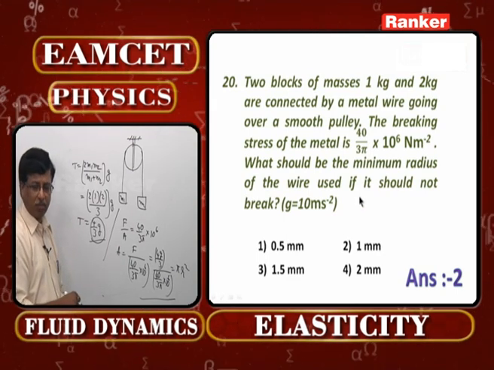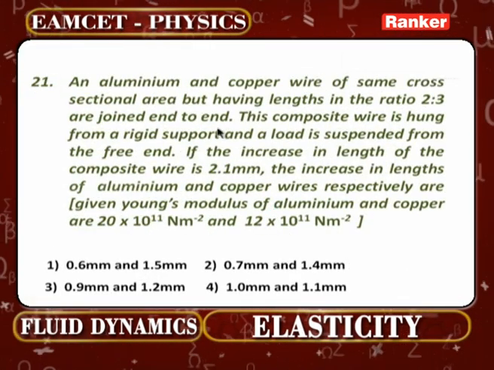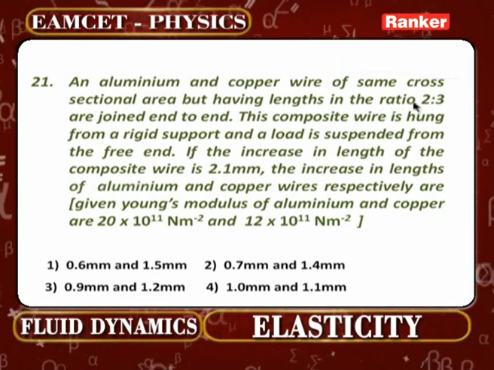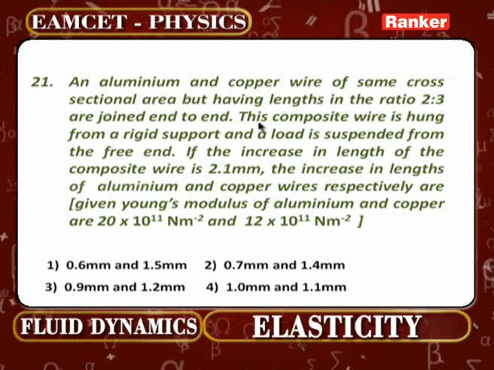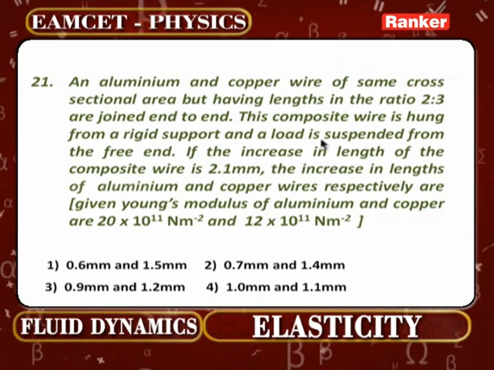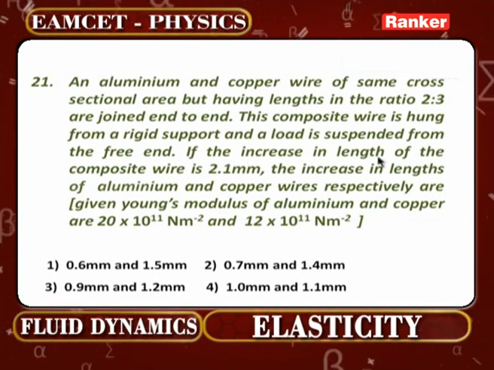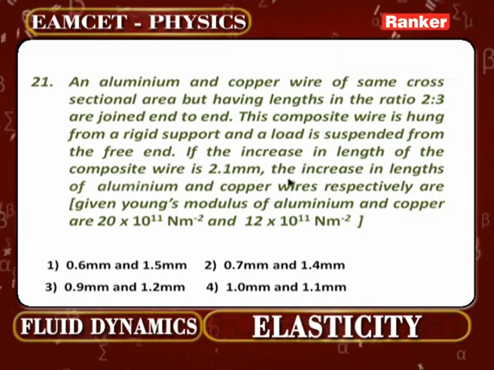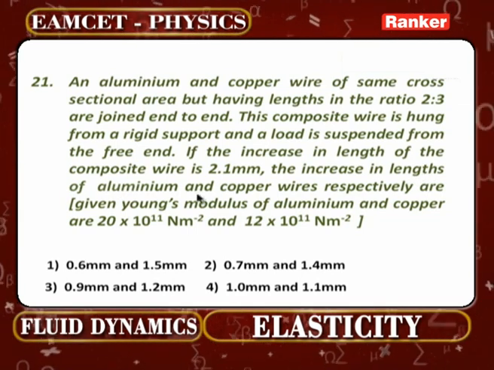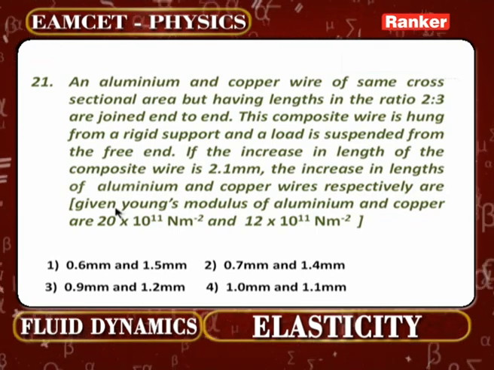Look at the next number, that is problem number 21. An aluminium and copper wire of same cross-sectional area but having lengths in the ratio 2:3 are joined end to end. This composite wire is hung from a rigid support and a load is suspended from the free end. If the increase in length of the composite wire is 2.1 mm, the increase in lengths of aluminium and copper wires respectively are. Young's moduli are given to us.